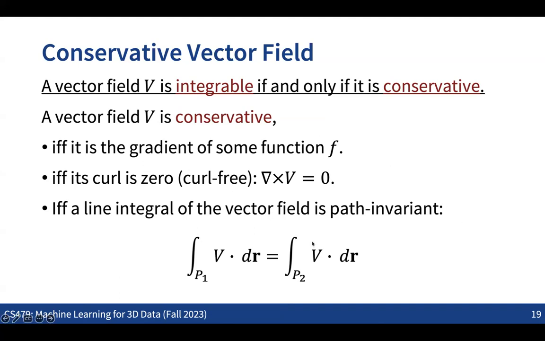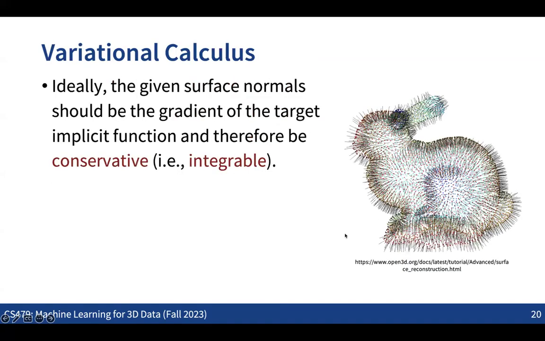But what we are basically getting is an implicit function of the 3D shape, so the surface normal information that we are getting should be the gradient of the target implicit function, right? So in the ideal case, the input surface normal information should be a conservative vector field, because it comes as the gradient of the implicit function that we want to get. So in the ideal case, there should be no problem in taking the integral.